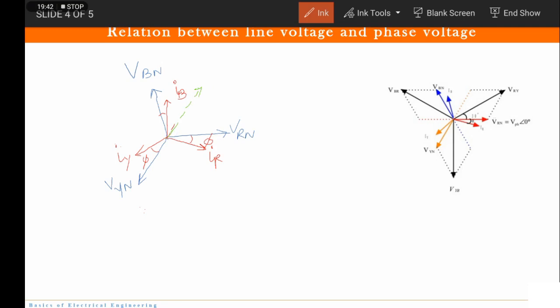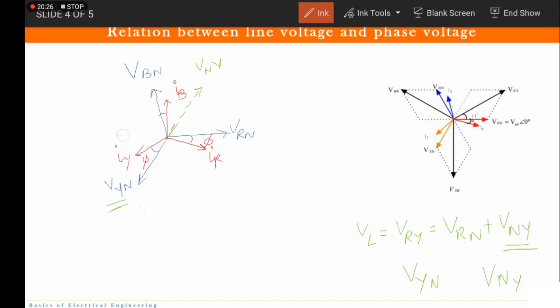Why? Because here it is YN. But if I want VRY, what is that voltage? This is line voltage, right? So it was VRN plus VNY, right? So I want this NY, whereas this is YN. So it is going to be the opposite of YN. I'll repeat. I have VYN, but I want NY. So I will take it in the opposite direction. So this voltage is nothing but VNY.